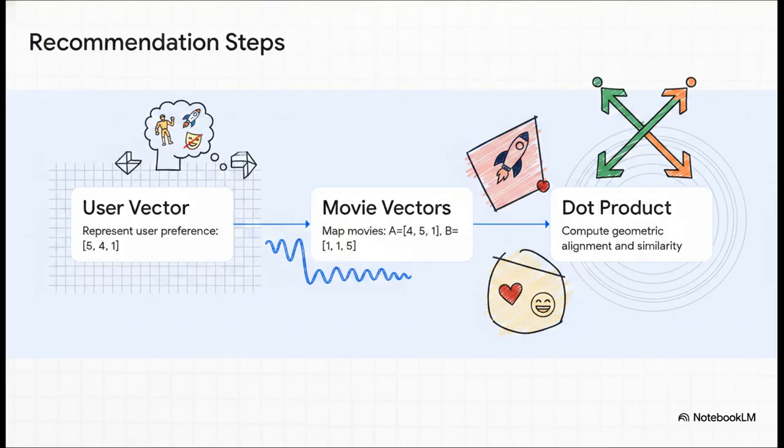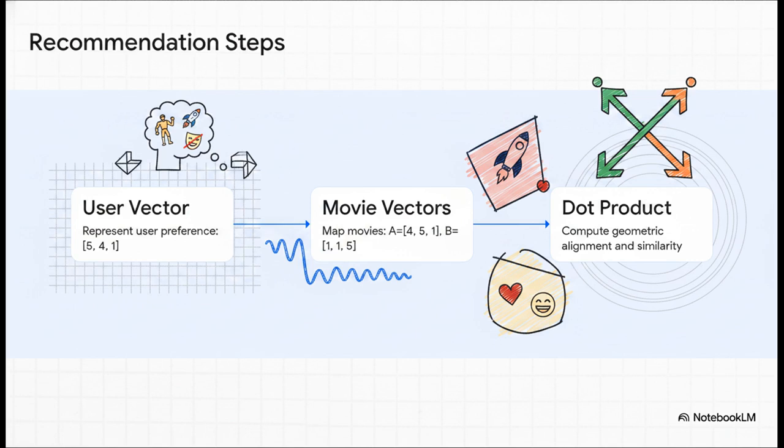All right, we've built the foundation. Let's bring it all together and see exactly how linear algebra dictates what you're going to watch tonight. Let's walk through the algorithm. Step 1. The AI represents your viewing history as a vector. Let's say you love action and sci-fi, but comedy isn't really your thing. Your user vector is 5, 4, 1.